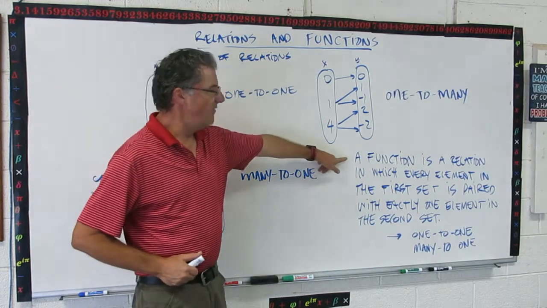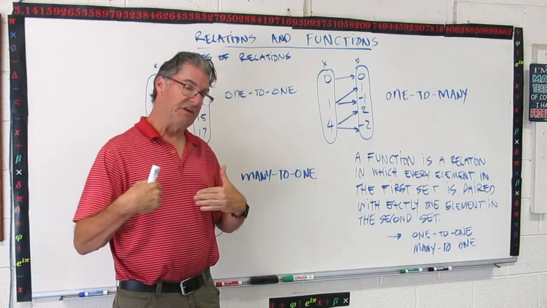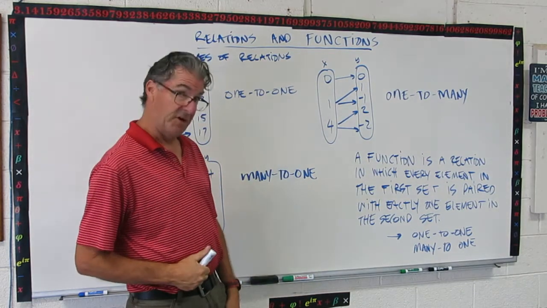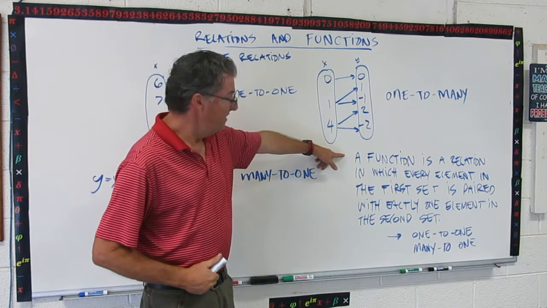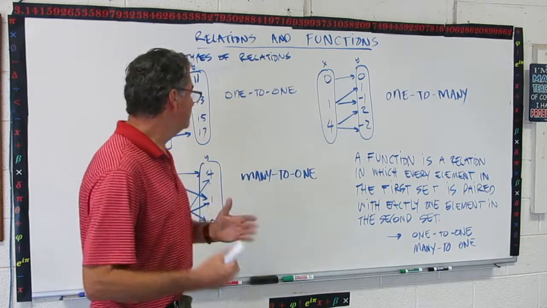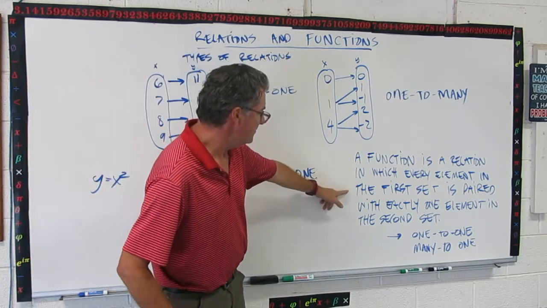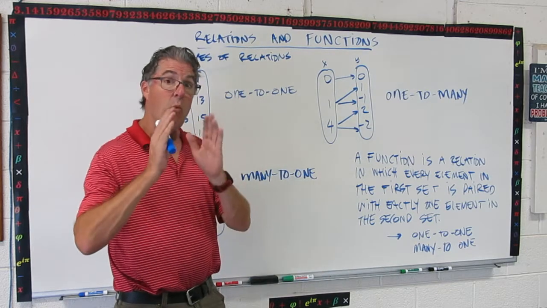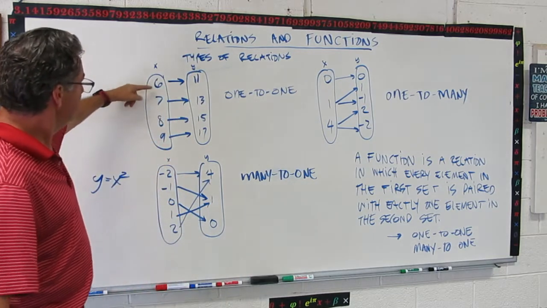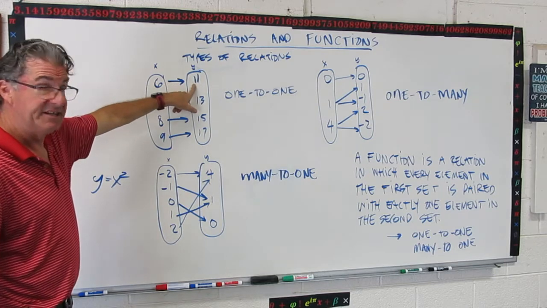Here's our definition of a function. It's a relation. So all functions are also relations, but not all relations are functions. Okay, so just hold that in your mind for a minute. A function is a relation in which every element in the first set, which would be the x values in these mapping diagrams, is paired with exactly 1 element in the second set. Okay, so when you look at these, this one fits that definition, because this element is paired with only 1 element in the second set.